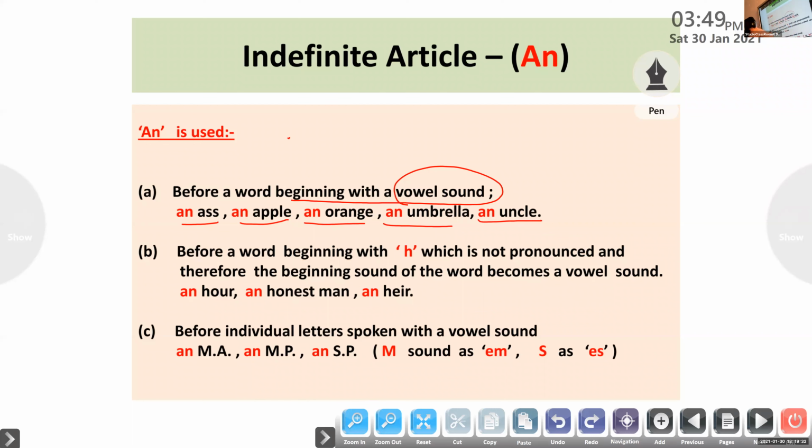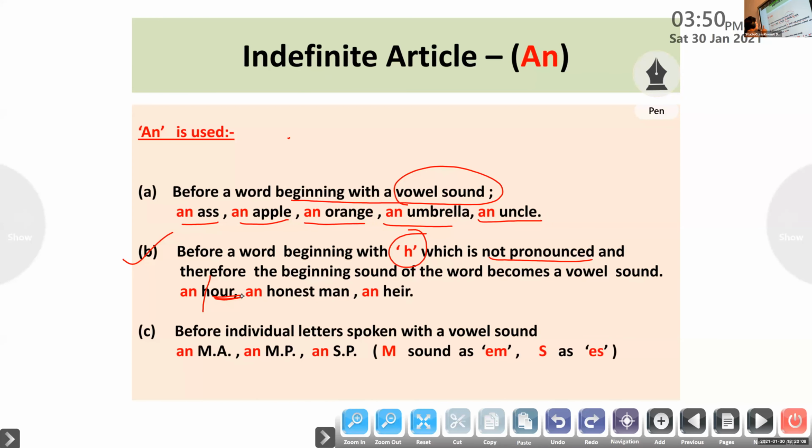Look at point number B. We discussed this in the last class: if a word begins with the letter H, which is a consonant letter, but the H is silent and not pronounced, then the pronunciation begins from a vowel sound. Here H is silent and we are starting with the sound of R. R begins with a vowel sound, so we cannot use "a" there. We have to use only "an". So it is "an R".